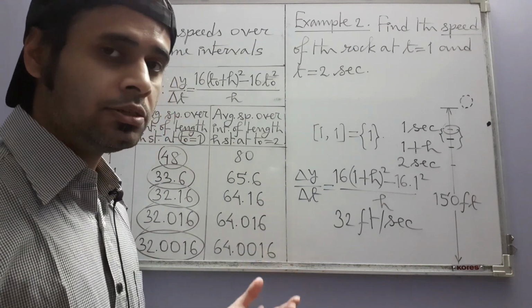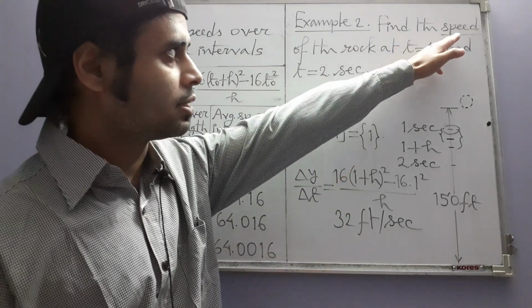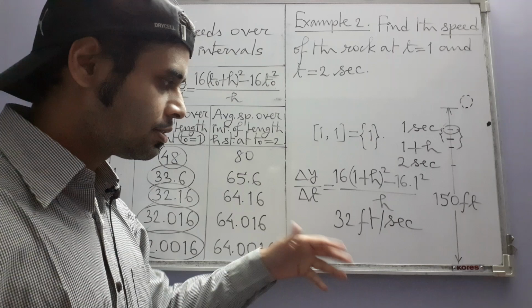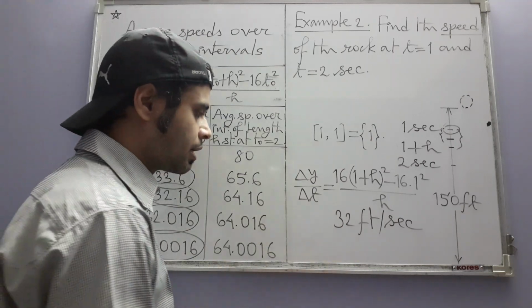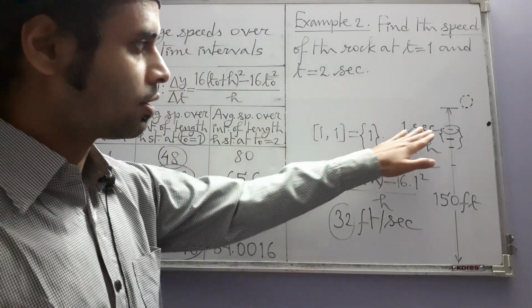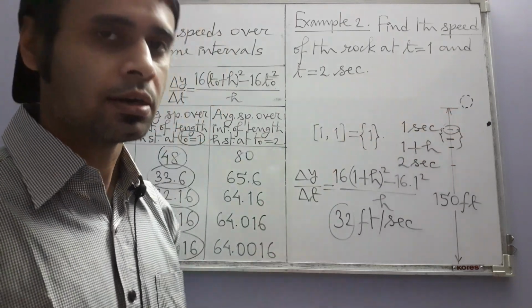I'm saying we should say because we don't yet know what this speed should mean, but this is what it should mean. That is the most natural thing to do, and that's what we are going to do. So the instantaneous speed of the rock should be 32 feet per second at this 1 second mark.